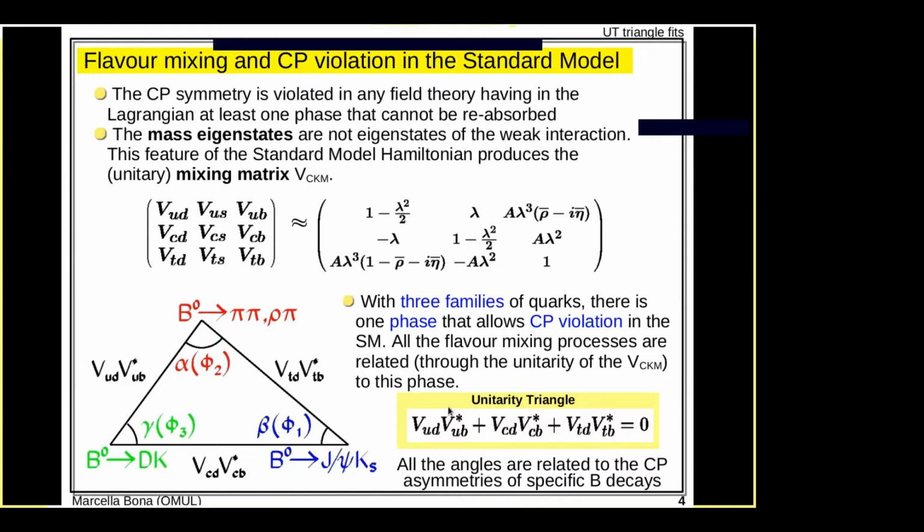Again, you have the sum of three complex numbers. So if you sum them together and it gives you 0, you can represent them as a triangle in a complex plane. And now, rho bar and eta bar are the real number and the imaginary number. So they are the axes of our two-dimensional complex space. And because you're talking about the D quark and the B quark, you're actually connecting to observables that are specific to B decays, okay?